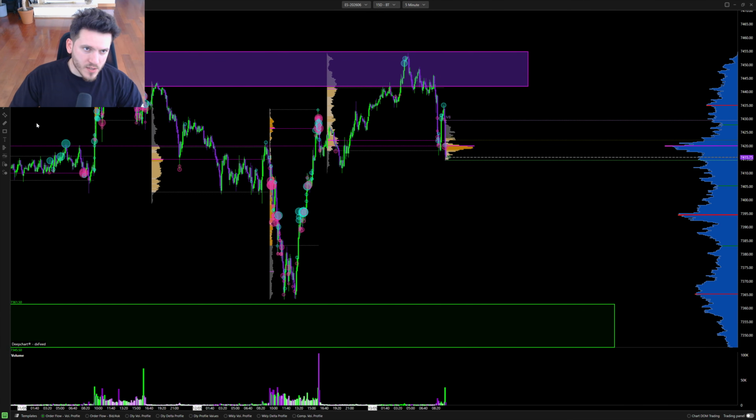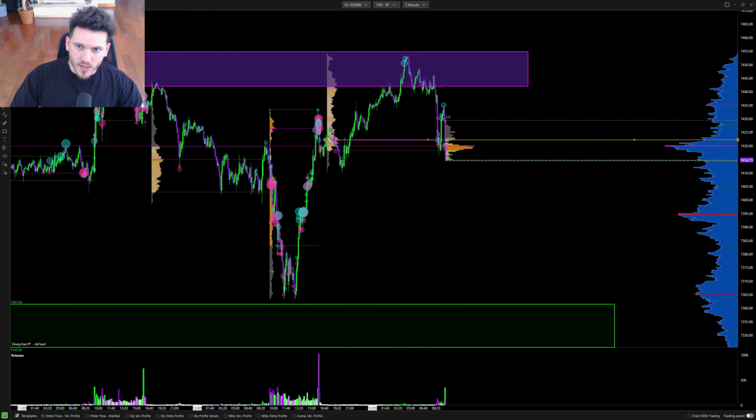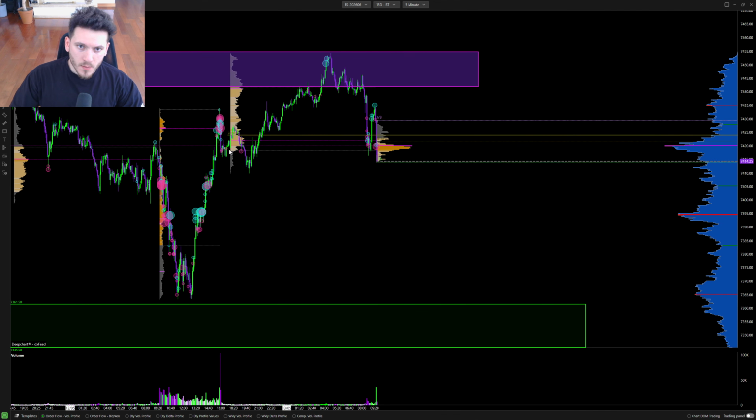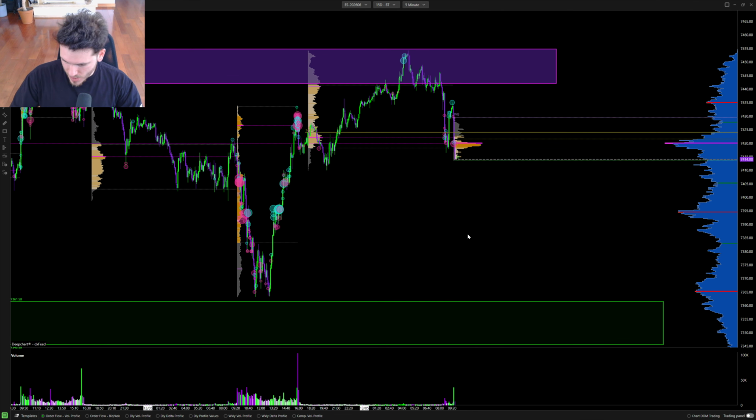No, the gap from yesterday was already filled. Okay, this is another pattern that you're going to see very often. You're going to see yesterday's close being filled out. This is called the gap fill setup.